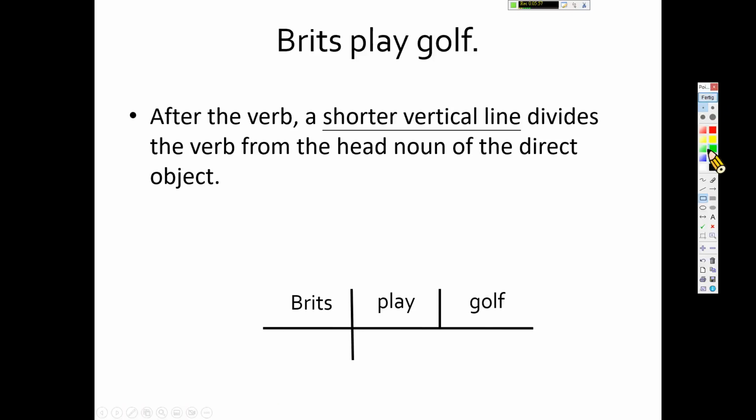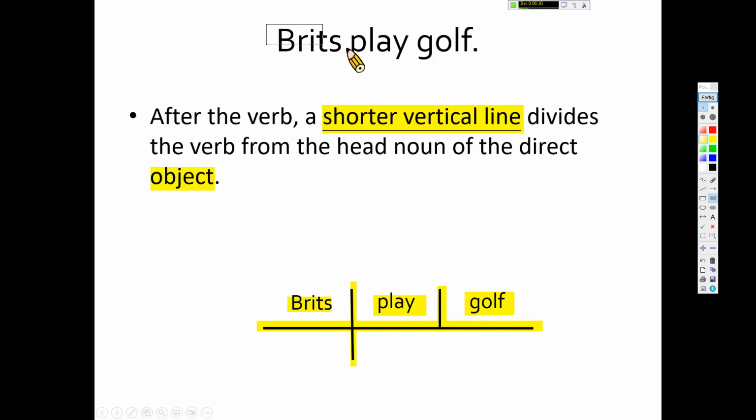Now we have a little addition to the main line here, right? We have a vertical line, a subject, and a verb. Now, how about if we have an object? Now we have an object here, right? Basically, a shorter vertical line is used to divide the verb and object.